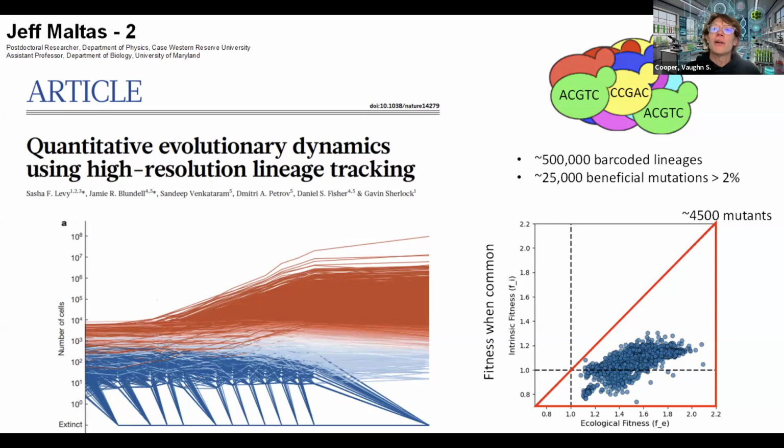Excellent. I'm really curious about the data in the lower right from the Levy and Sandeep's collection, right? Where did that data come from in that way? Did you collect that?